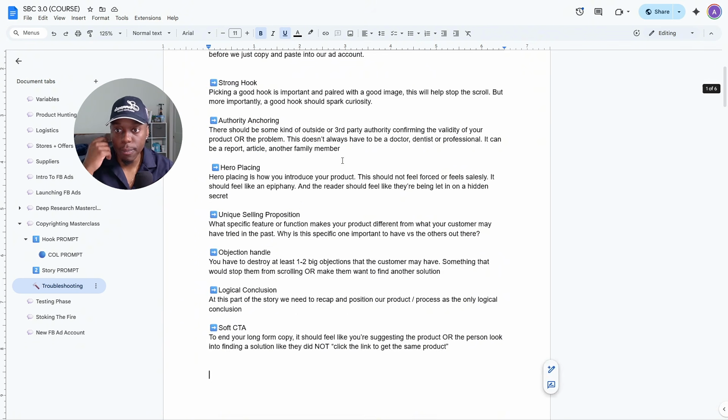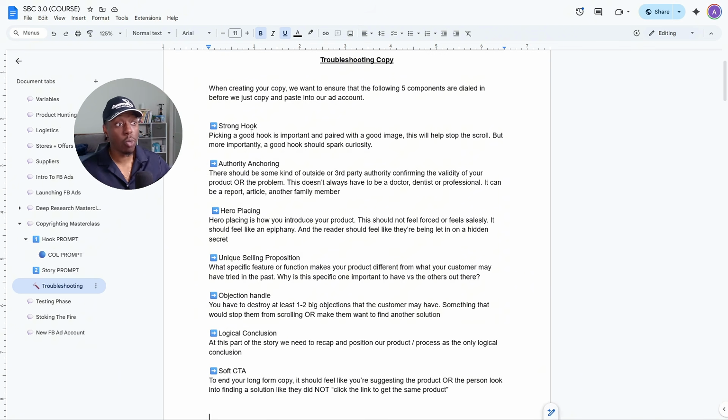So the first thing here is the strong hook. This is where most people go wrong off the bat. You'll probably have some prompts that you've been circulating and using. Maybe you've gone through some of my old prompts, but I'm telling you, the new prompting that I'm using is just so much better. Pick a good hook. Picking a good hook is important, and paired with a good image will help the person stop the scroll. But more importantly, a good hook should spark curiosity.